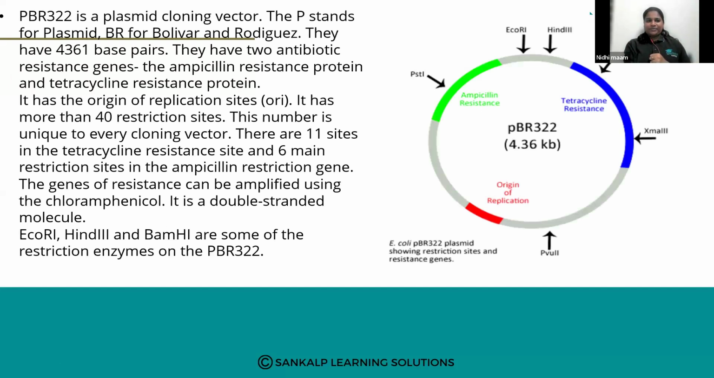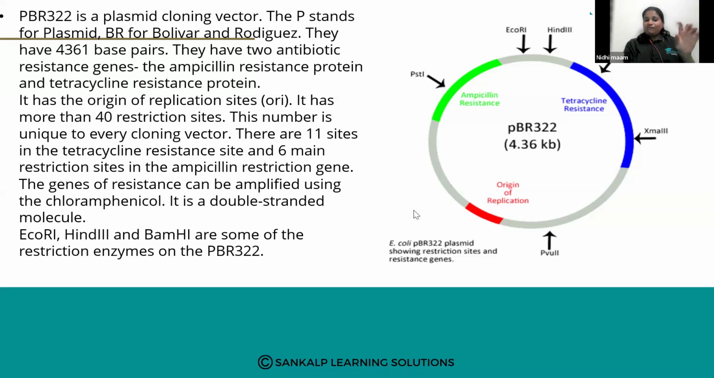Below you write the diagram. You draw the diagram. So what is pBR322? We know that it is a plasmid. P stands for plasmid. BR stands for Bolivar and Rodriguez, who discovered this plasmid, right? So they have 4,361 base pairs. So this plasmid has 4361 bp, that is base pairs. They have two antibiotic resistance genes, as you can see in the diagram.